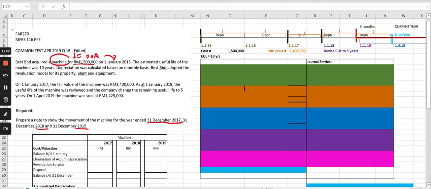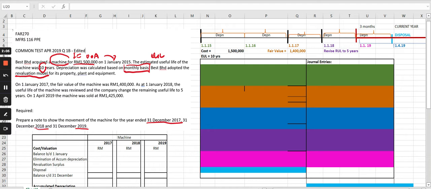The estimated useful life of the machine was 10 years. This is the EUL, 10 years. And depreciation was calculated on a monthly basis. So monthly basis means you will charge depreciation up to the date of disposal, if that is in the year of disposal, and in the year of acquisition it will be charged based on the month of ownership. And you are informed the company adopts the revaluation model, so any revaluation surplus or gain must be taken into consideration.